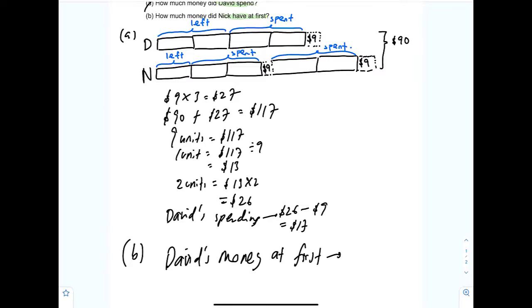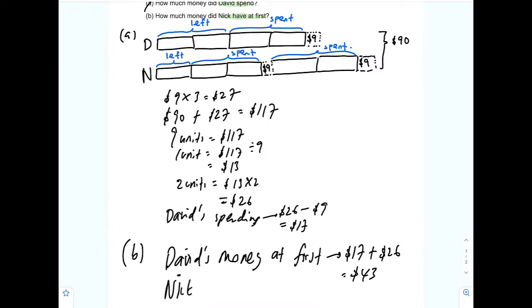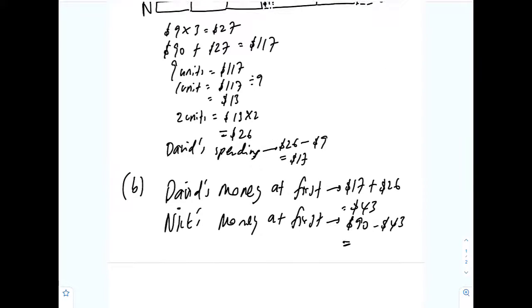Now this will be $17, which is whatever he spent, plus 2 full units, which is whatever is left with. So that will be $26. So 17 plus 26, $43. And whatever Nick had at first will be 90 minus 43. And this will give us a final answer of $47.